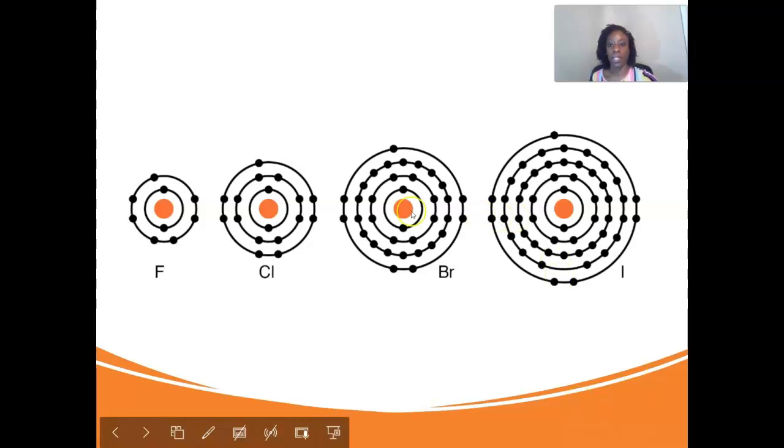So let's look at some examples here. Here we see the fluorine atom, and it has two electron shells. So this second shell would be the valence shell, and there are 1, 2, 3, 4, 5, 6, 7 valence electrons in that valence shell. And then if we take a look at chlorine here, we see 1, 2, 3 shells. So this third shell is the outermost shell, so that's going to be the valence shell. And there are 1, 2, 3, 4, 5, 6, 7 valence electrons in this chlorine atom as well.